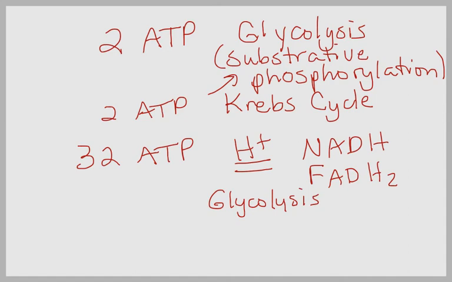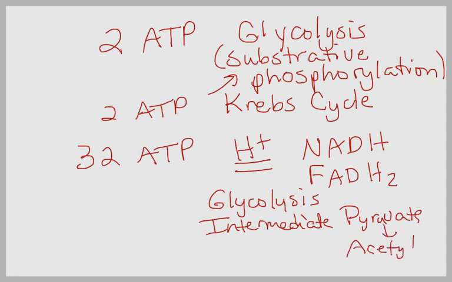We also received it from that intermediate step, which was pyruvic acid or pyruvate to acetyl-CoA. And we also were able to yield a lot of hydrogen from the Krebs cycle. And these hydrogen then were able to give us 32 ATP at the electron transport system. So we received 32 ATP from the electron transport system.